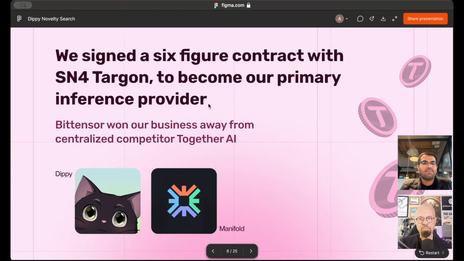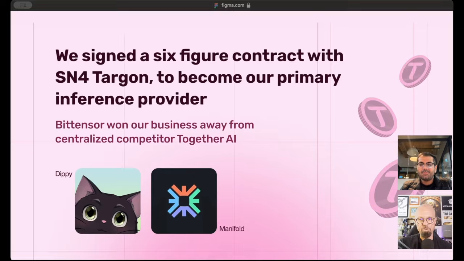It's good to hear. I hear this a lot, by the way. A lot of people have the same opinion of Targon, so they're clearly doing something right. Yeah, I'd say one of their core strengths is they actually listen to their customers.